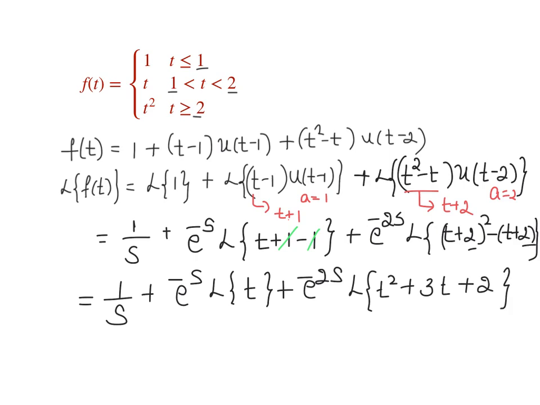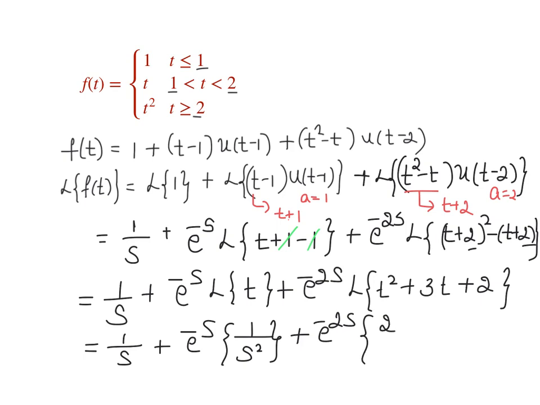So then we write the final result: 1 by s plus e power minus s, the Laplace transform of t is 1 by s square. Next e power minus 2s, the Laplace transform of t square is 2 factorial by s cube, plus 3 into the Laplace transform of t, which is 1 factorial by s square, plus 2 is 2 by s. This is the solution.